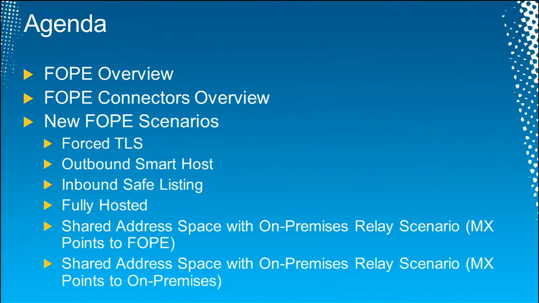So first, I'll give an overview of FOPI, what FOPI is, what it does for you, some of the different services we offer. Talk about the new FOPI connectors. So we added this new feature, FOPI connectors, that allow you to have advanced routing control over your email. And we'll go through some of those scenarios. Forced TLS, outbound smart host, inbound safe listing, a fully hosted scenario, and then we'll talk about shared address space. So sharing an address space between your on-prem deployment and your Exchange Online deployment, both if you're an existing FOPI customer and if you're going to be a new Exchange Online customer.